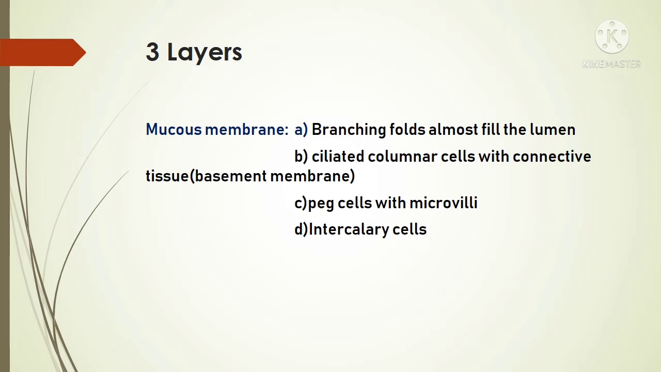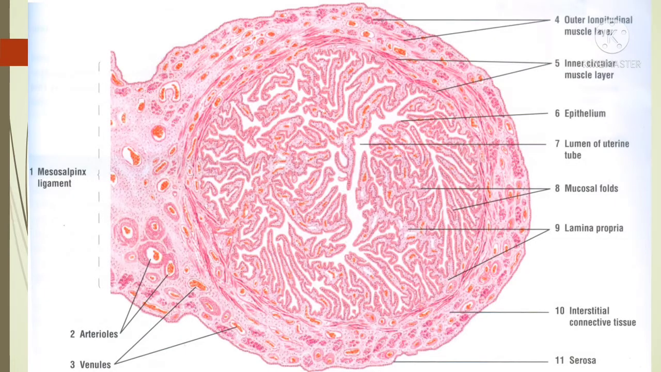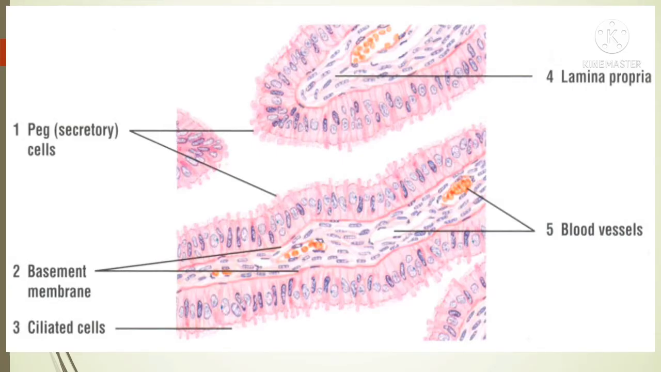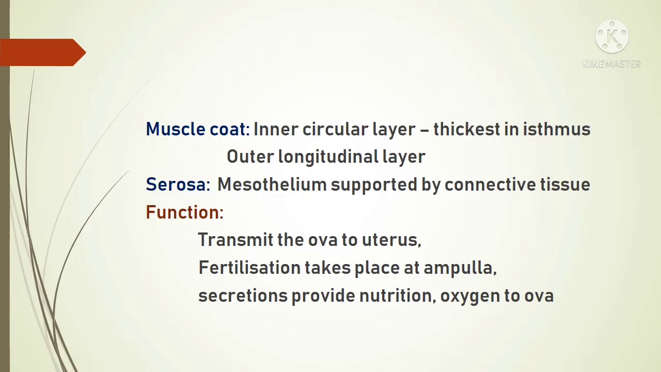On the histological aspect, it consists of the mucous membrane, lined by ciliated columnar cells which rest on the basement membrane and form branching folds which almost fill the lumen of the fallopian tube. It also consists of peg cells with microvilli and intercalary cells. The lamina propria consists of connective tissue and blood vessels, and then the muscle coat. It consists of two layers, inner circular and outer longitudinal layer.